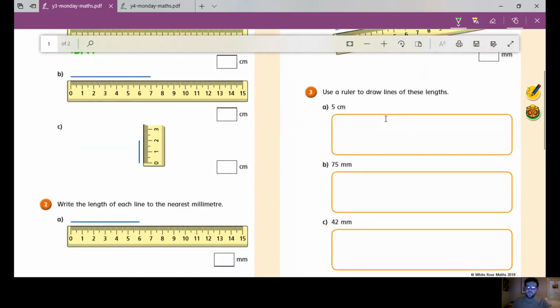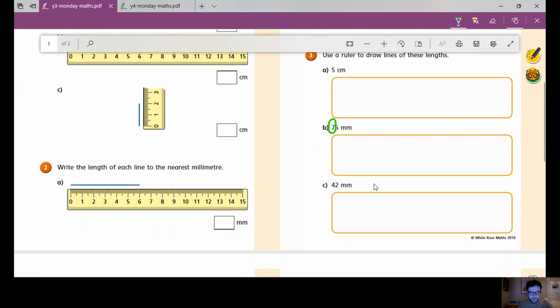Okay, use rulers to draw lines of these lengths. Have you got a ruler at home? Use a sharp pencil and draw different length lines. Now remember, 75 millimeters, it'll be 7 centimeters, then 5 millimeters. Okay, be careful when you're measuring on your ruler, they're very small millimeters.